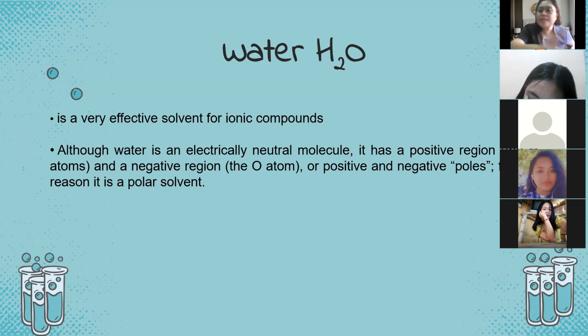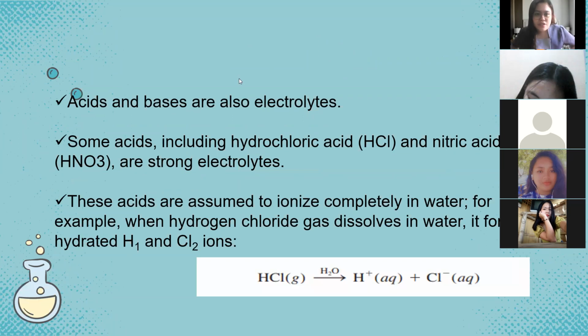So water is polar, and it can also dissolve ionic compounds and polar substances. There is an equal distribution of electrons. Now, aside from water, acids and bases are also considered electrolytes. Again, acids and bases, do not forget hydrochloric acid, sulfuric acid. For bases, we have sodium hydroxide and potassium hydroxide. They are also considered electrolytes.